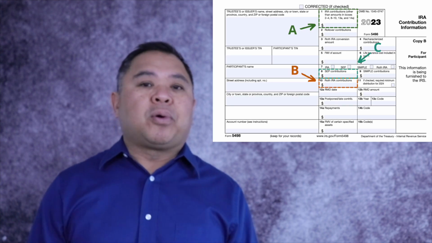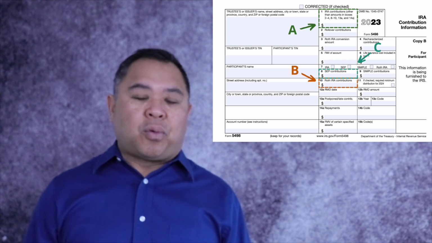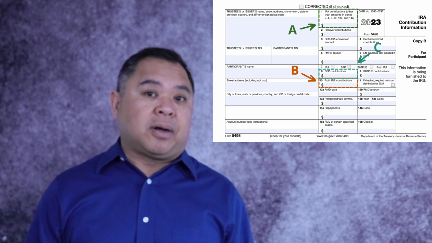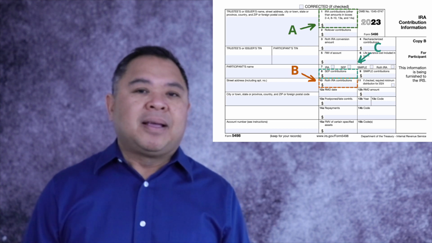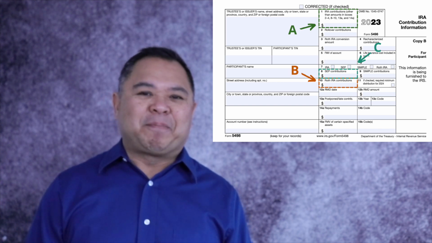Now, Box 1 reports traditional IRA contributions and Box 10 reports Roth contributions. If you made any sort of SEP contribution, if you're an employer that has what we call an IRA-based employer-sponsored plan, as an example, the SEP contribution will be reported on Box 8.